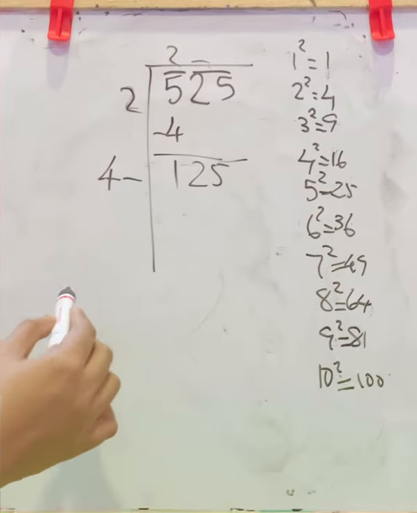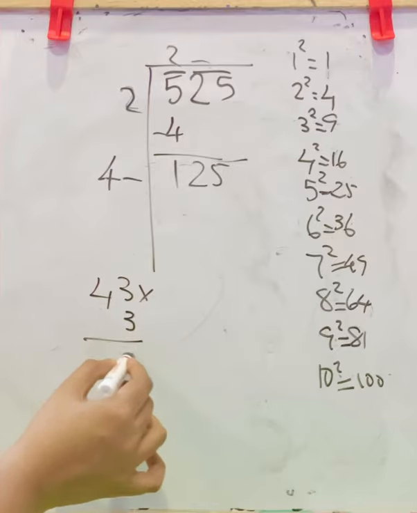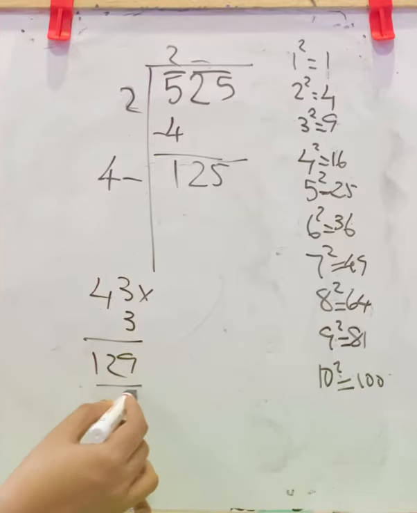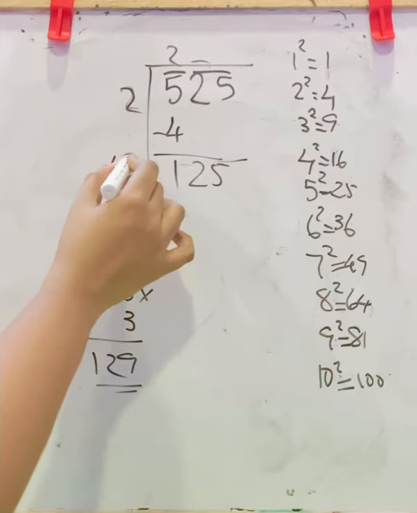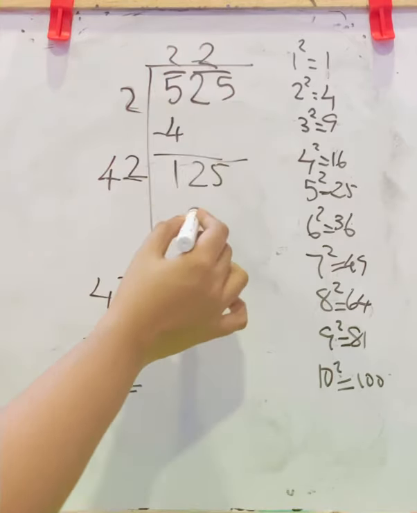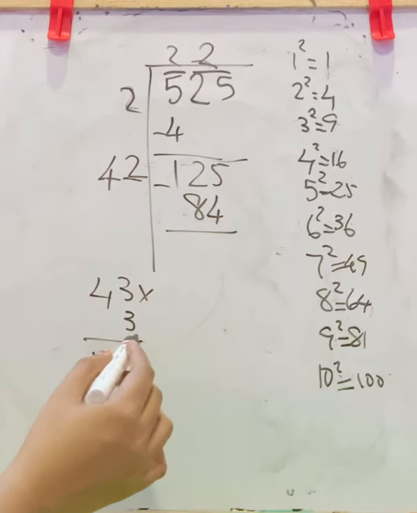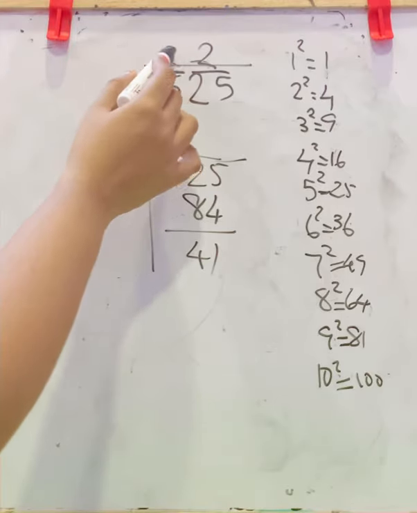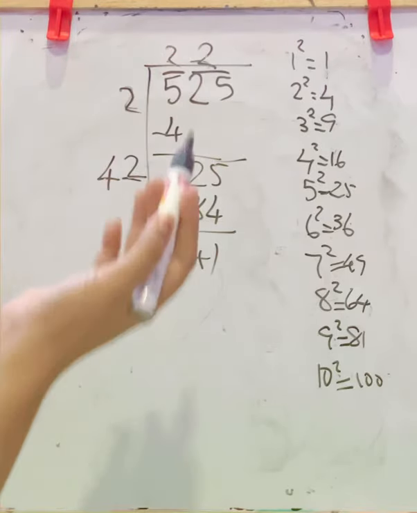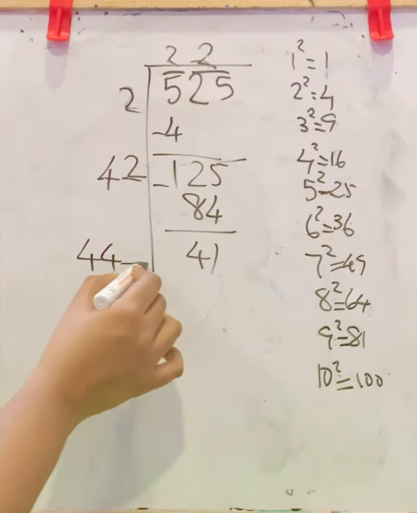42 into 2, 84. Let us try 43 into 3. 3 3s are 9, 4 3s are 12. This is greater than this, so you can't choose it. We will take 42 into 2, that is 84. Now subtract. 125 minus 84 is 41. Now the next step. Here we have 22. Double it. 22 into 2 is 44. Write 44 here. Put a dash here.